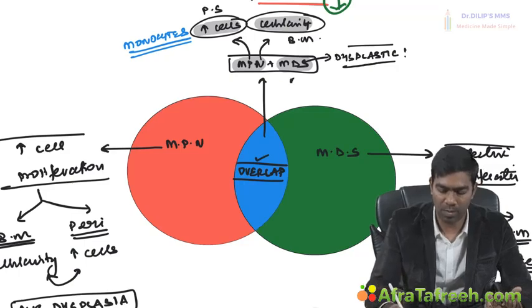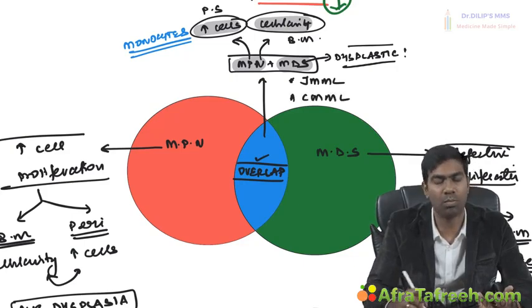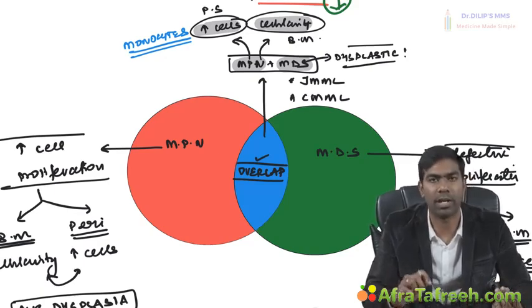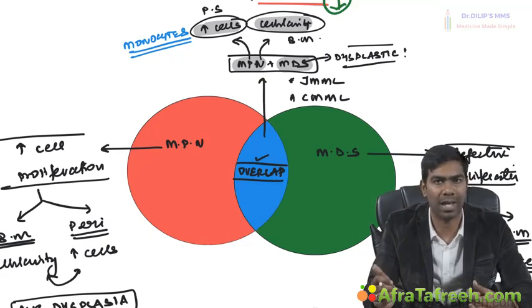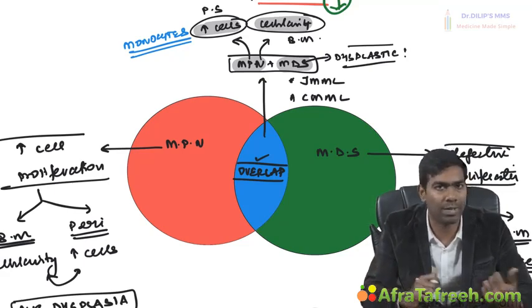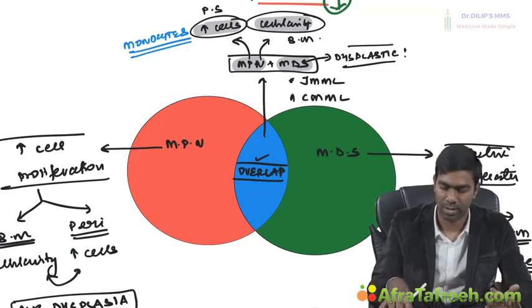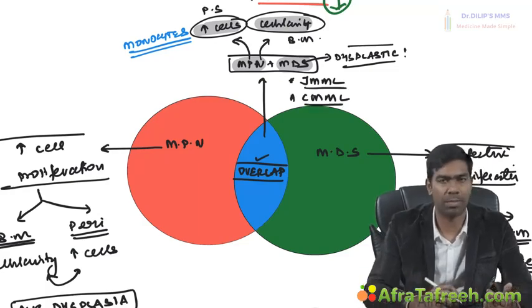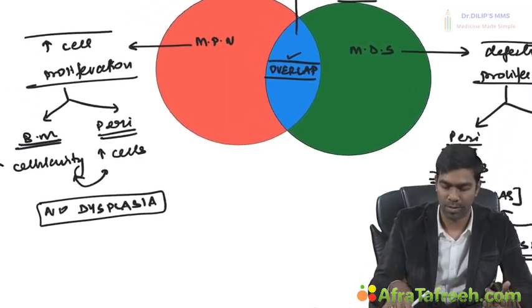In overlap syndromes, specifically two things are there. One is called JMML and the second one is called CMML. That's juvenile myelomonocytic leukemia and chronic myelomonocytic leukemia. Remember, acute myelomonocytic leukemia comes under AML, that is AML M4. We discussed it already in the AML section. So it is CMML and JMML. We'll discuss them in detail later on.